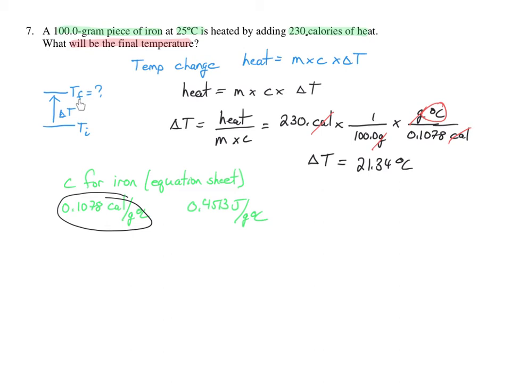We're asked for the final temperature, so we have to add delta T to Ti. So we add Ti to delta T to get our final temperature.